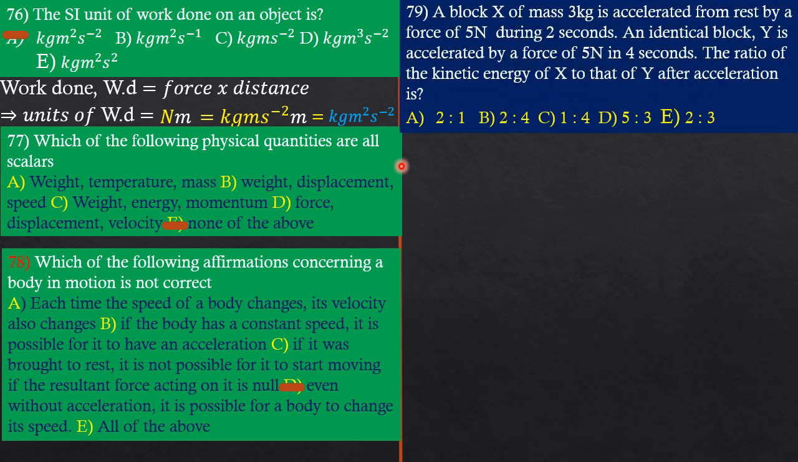Question 79 is simply saying that a block X of mass 3 kilograms is accelerated from rest by a force of 5 newtons during 2 seconds. An identical block Y is accelerated by a force of 5 newtons in 4 seconds. The ratio of the kinetic energy of X to that of Y after acceleration is... All right, these are the options, guys.